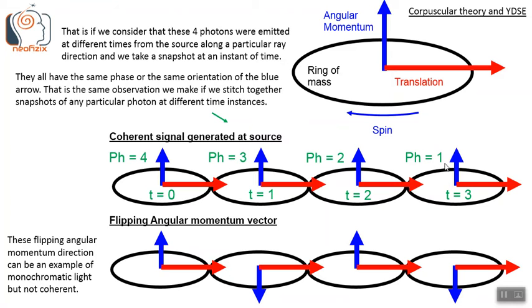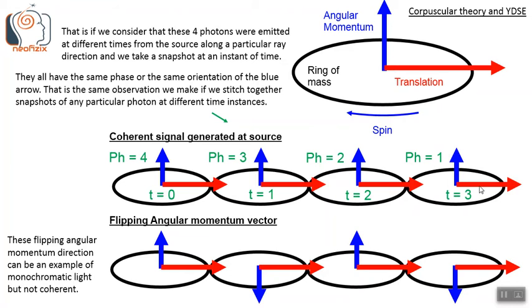So that is the meaning of coherent. If all these photons emitted from this source, they have all these different photons, we take a snapshot and observe all these photons together, they will all have their angular momentum orientation aligned. All these blue arrows will be parallel to each other. So that is the meaning of coherent signal.